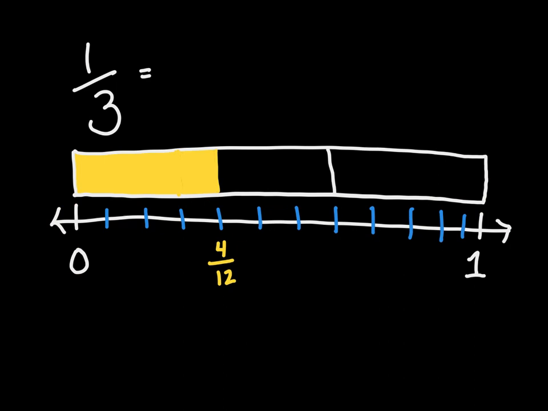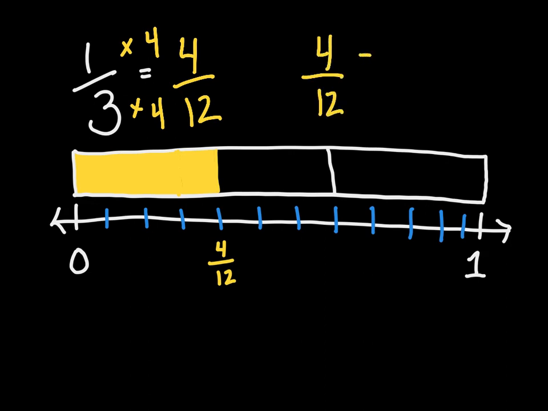All right, so here is 1/3, and it's showing the number line and also showing you a tape diagram and showing you that 1/3 is equivalent to 4/12. Okay, so how'd they do that? They multiplied the top and the bottom by 4, and we got 4/12 when we multiply the top and bottom. But you could also show that 4/12 could be divided by 4 to get 1/3. Again, 1/3 and 4/12 are equivalent fractions.